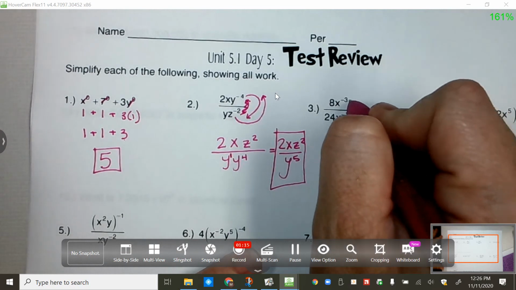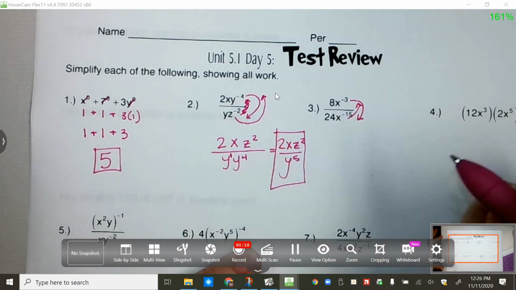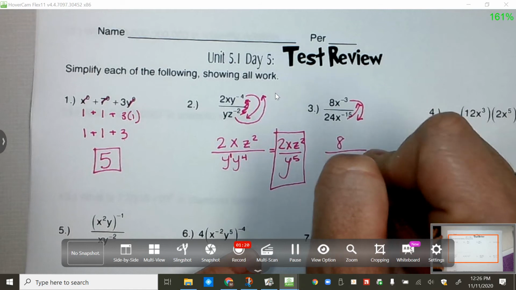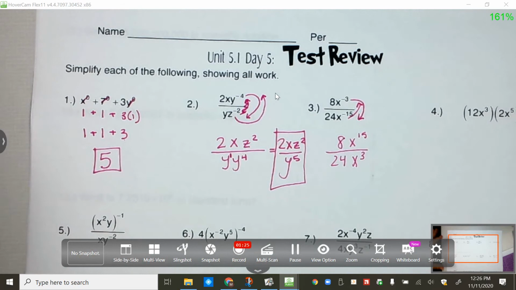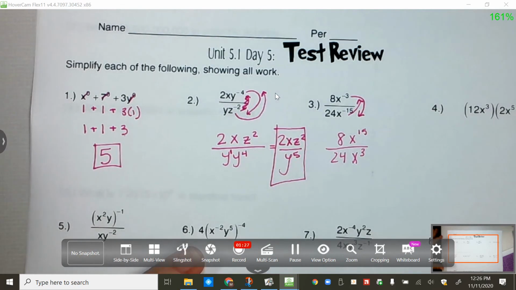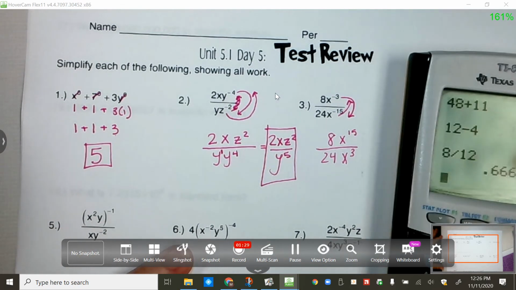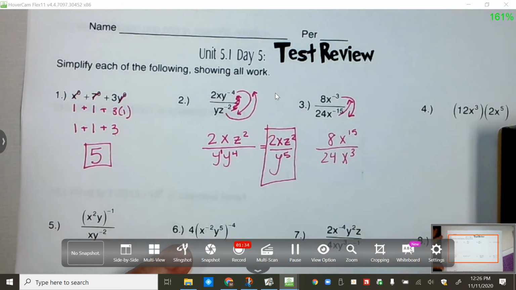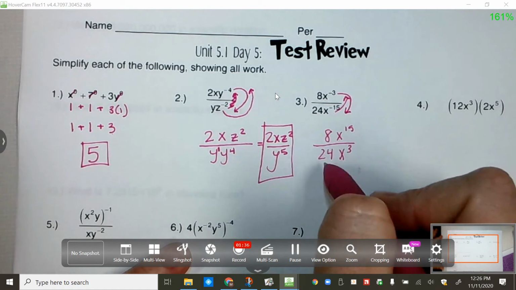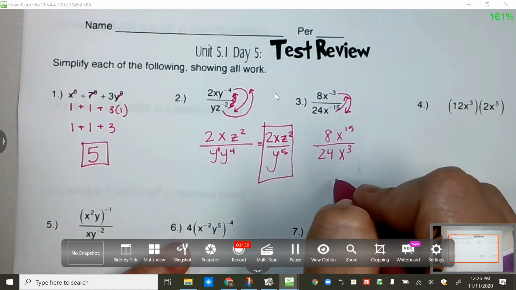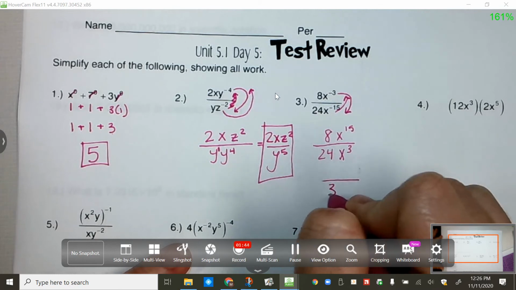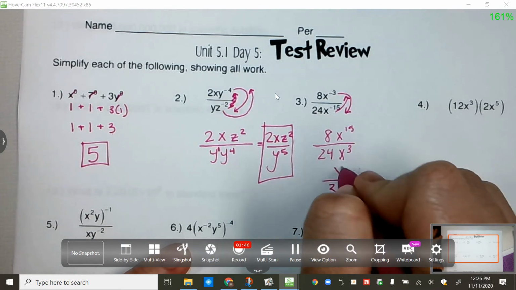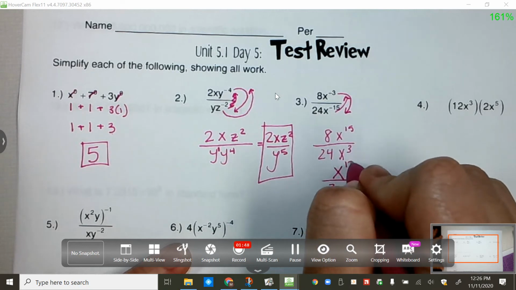Okay, again, we're going to move this one down and this one up. 8 over 24 x 15 x cubed. Okay, so remember when we're dividing, we subtract. So 15 minus 3 is 12. And then we also need to simplify our 8 over 24. So 8 goes into 24 3 times. So we have the 3 on the bottom. We don't need the 1 on top, but we have the x on top with 12 left.